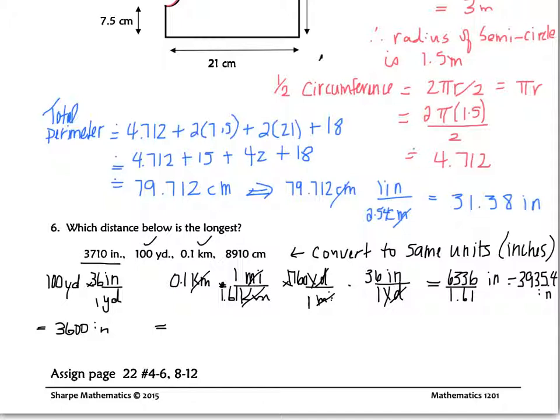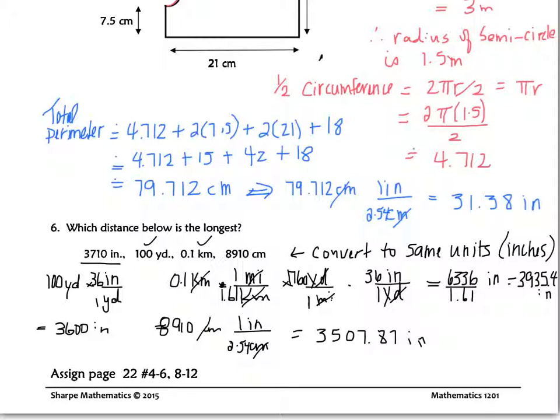We've got the yards done, we've got the kilometers done, and now we've got to do the centimeters. So 8,910 centimeters, if I change those to inches, we know that centimeters would have to cancel, inches would be in the top, and 1 inch is 2.54 centimeters. So then that would be 8,910 divided by 2.54, which is 3,507.87 inches.